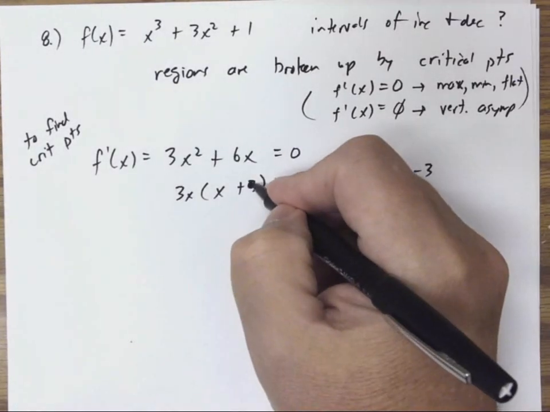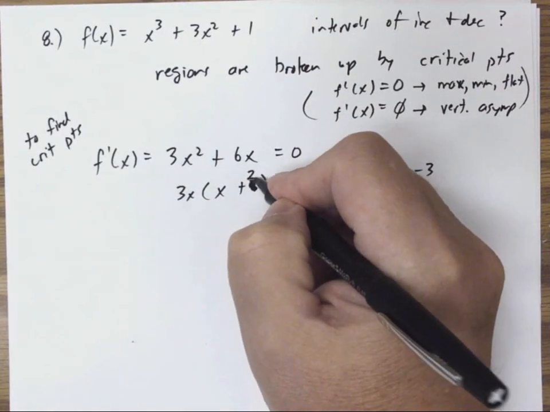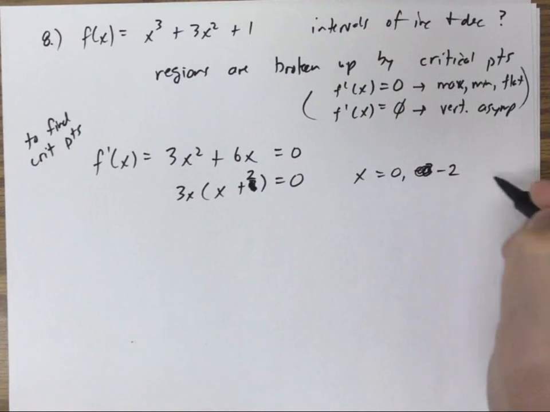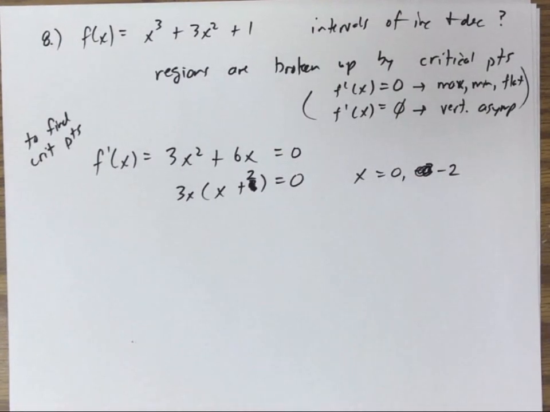See, good thing I checked. I'm sure you all saw that. Wow. Zero and negative 2. So those are the critical points.